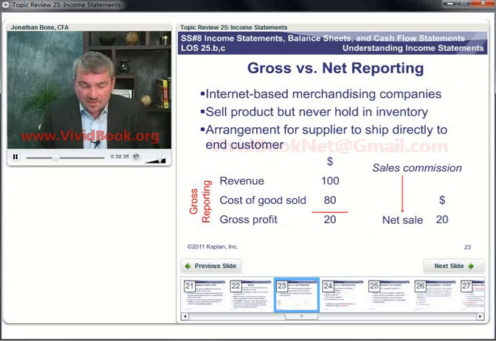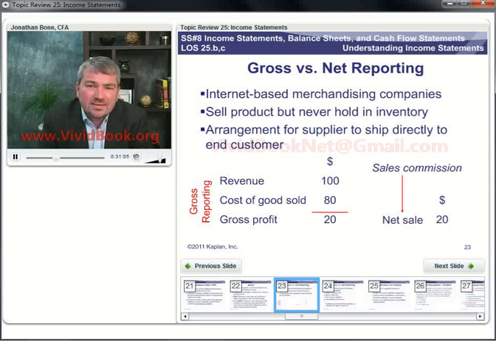Gross versus net reporting, this is really to do with internet merchandising companies. So companies a bit like Amazon. Now, some of these merchandising companies may sell you the product but never hold it in their own inventory. You might have noticed this. Sometimes, essentially, all that Amazon does is it sells the product and then passes your order to one of its third-party retailers. In this case, then the internet-based merchandising company is really acting as an agent.